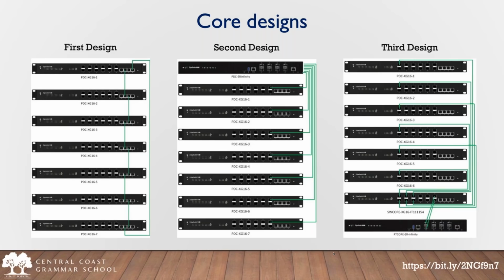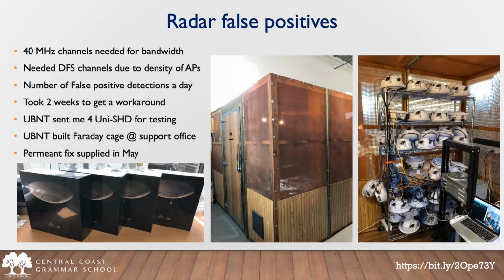Then we get to the big issue we had, which was the radar false detections. We needed 40 megahertz channels for the required bandwidth, which meant I needed to use DFS channels due to the density of my APs. I couldn't do it any other way. We were getting a number of false detections a day, sometimes in the order of 10. When that happens, the AP sends out a signal to say it's changing channels, it swaps channels, and then the clients should connect to the new channel.